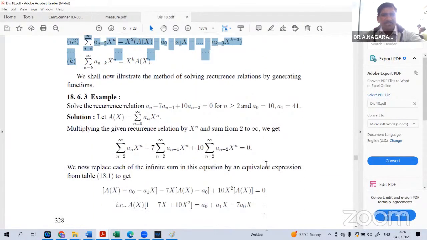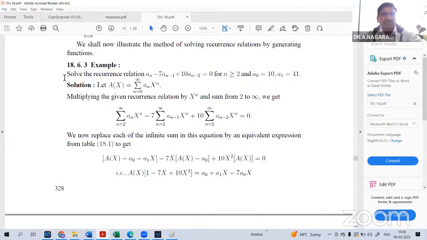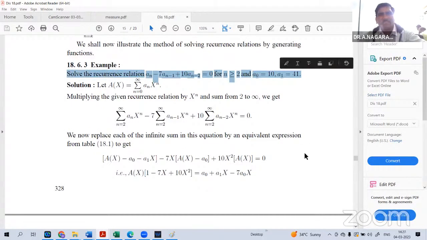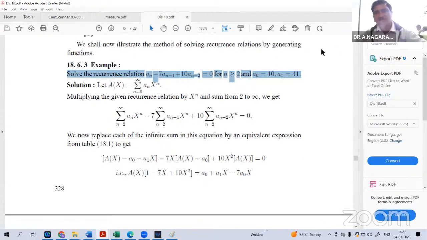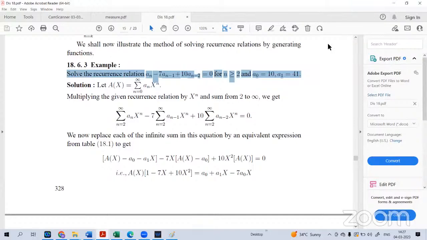So how will this problem be solved? Mainly it is an examination question. They will ask you to solve the recurrence relation by using generating functions. Previously we used the iteration procedure, and next the characteristic equation. Those two methods come. Now they will ask you to solve the recurrence relation by these methods.